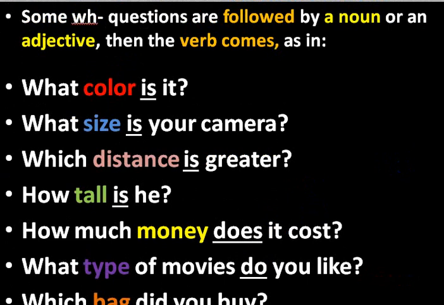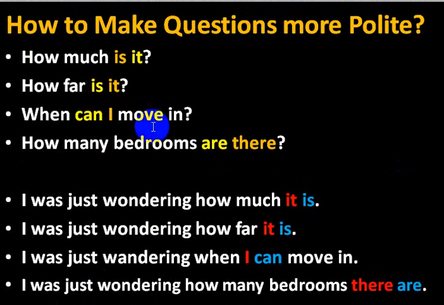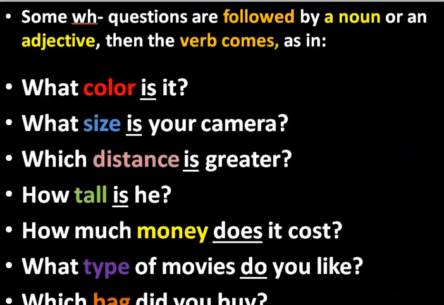You see, in all the previously discussed examples, after the WH questions comes what? Comes the auxiliary verb. How far is it? When can I? How much is it? How many bedrooms are there? The majority of WH questions are followed usually by the auxiliary verb. Now pay attention.